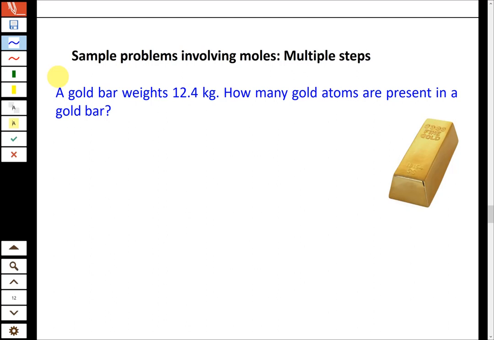But anyway, if we had, in Fort Knox or wherever they store all the gold now, a gold bar, it weighs 12.4 kilograms in a standard gold bar.